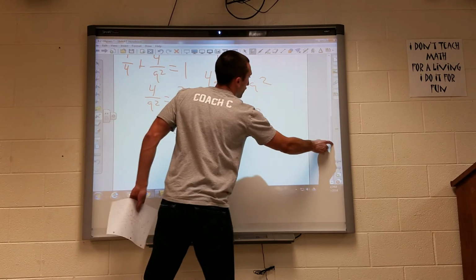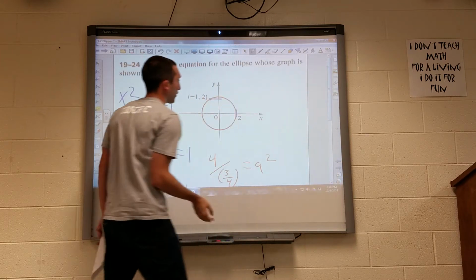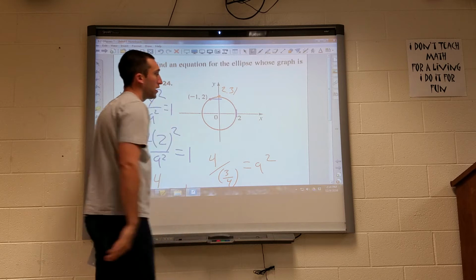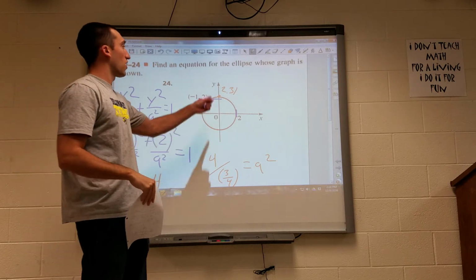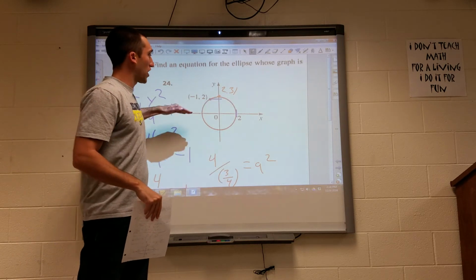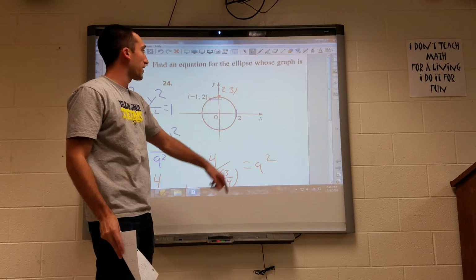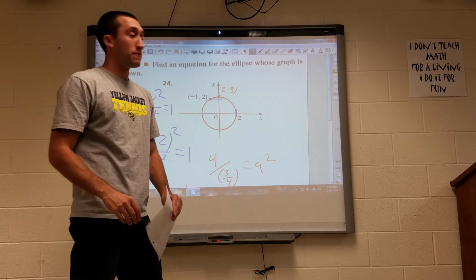So if we look at our picture, just like I was saying before, this point is really 2.31. That's how I know that this is a vertical ellipse, not a horizontal ellipse. It looks pretty circular, but it actually goes up 0.3 higher than it does wide.